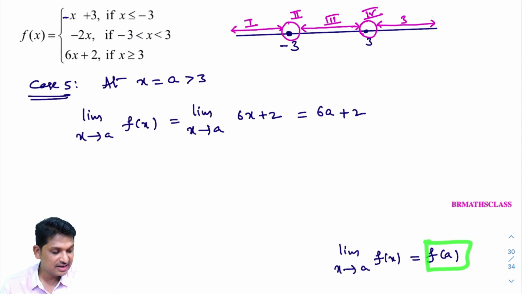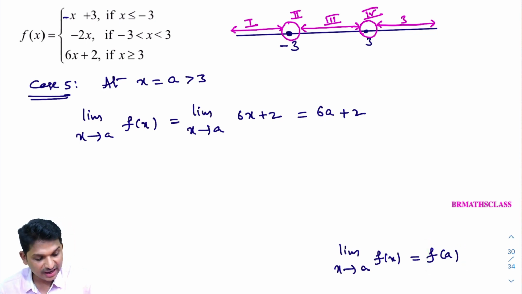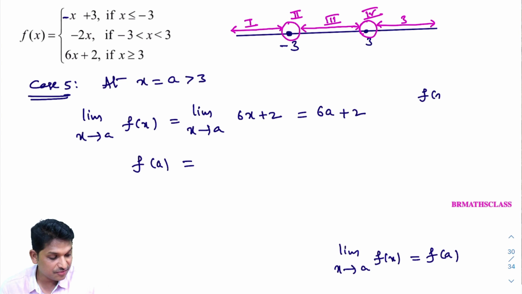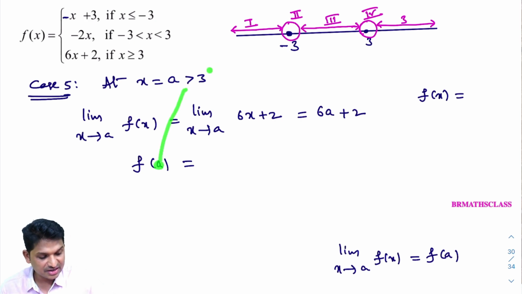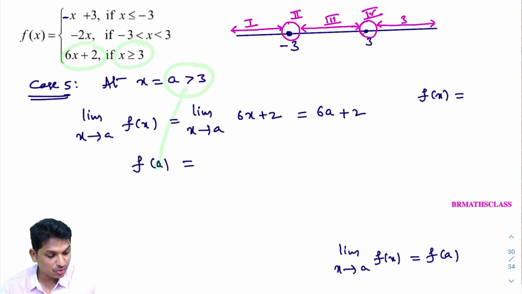Now I'll calculate f of a. What is the value of a? a is greater than 3. Then which function to choose? Here I am trying to calculate f of a, and for that I need to choose the function. Here a is greater than 3. In that case I need to choose 6x plus 2. So f of x here is 6x plus 2.